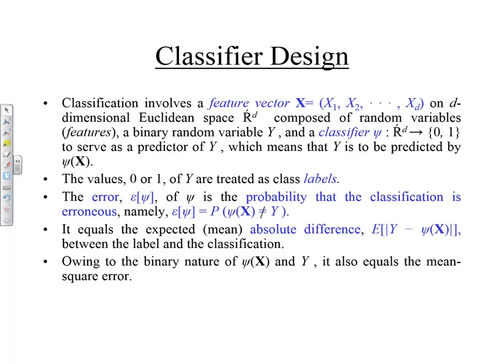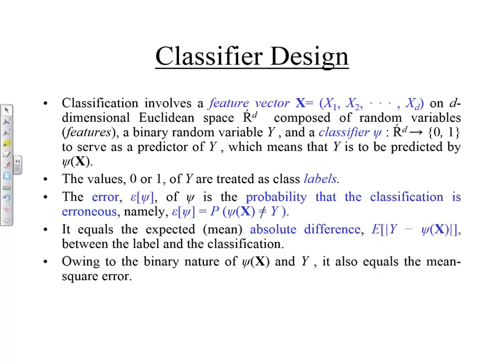So if you're taking the expectation here, it is going to be 0 multiplied by the probability that this quantity is 0, plus 1 times the probability that this quantity is 1. So it becomes 1 times the probability that |Y minus psi(X)| is 1, which means Y is different from psi(X). So that means this is giving you the probability of misclassification.